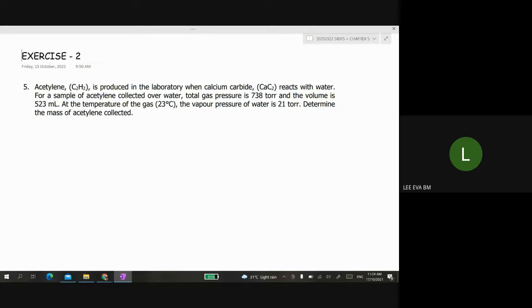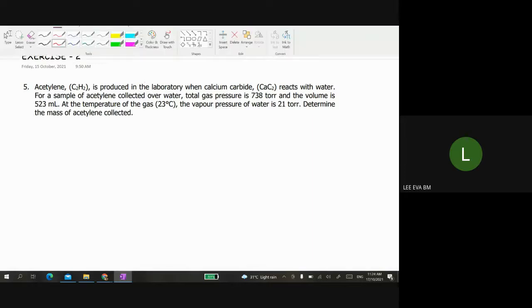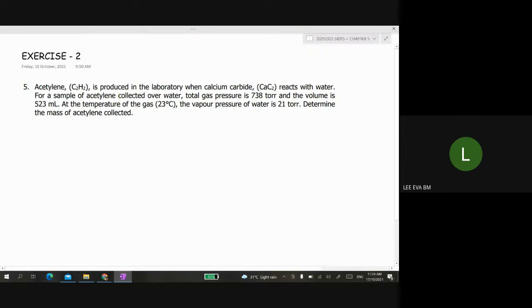Acetylene is produced in the laboratory when calcium carbide reacts with water. For a sample of acetylene collected over water, this is the keyword. The question has already given you a clue that we need to apply Dalton's law when you see collected over water. Now it gives you the total pressure, 738 torr, and the volume is 523 milliliter.